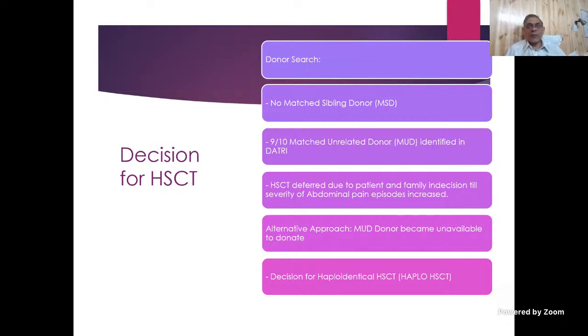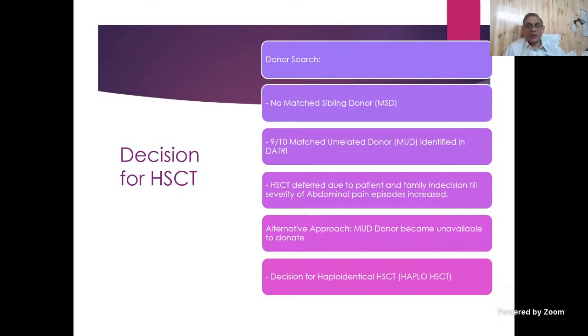However, at that point of time, to put it in context, this is a 12 or 13-year-old girl, and the family and the patient herself were not consenting, and a 13-year-old girl was a bit of a challenge. Dr. Rajan Kapoor faced all these issues, and then the family didn't want to go ahead with the therapy. However, the symptoms kept on worsening, and a year later she was in severe distress because of recurrent abdominal pain. The MUD donor suddenly became unavailable to donate. So that was the paradox.